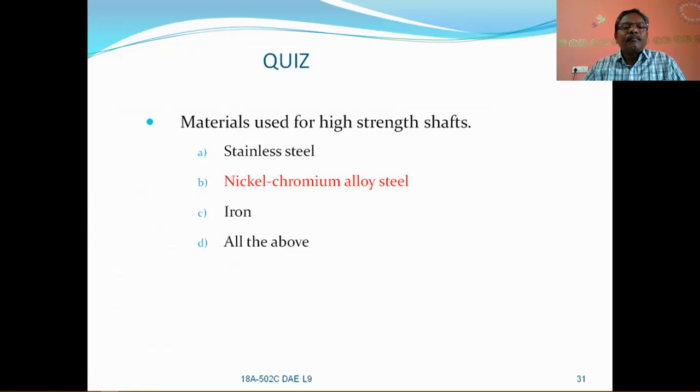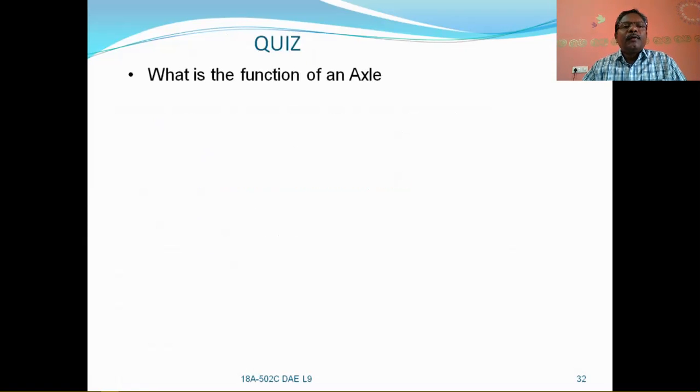Right, next. What is the function of an axle? We had discussed in the starting itself what is the shaft, what is the function of the shaft, what is the axle, what is the function of the axle, and what is the spindle and its function. We also discussed the differences. So from the introduction itself, that means axle, spindle, and shaft, the question is, what is the function of an axle?